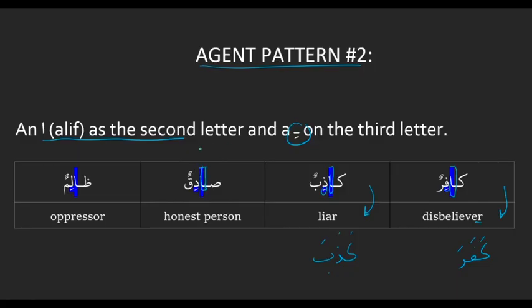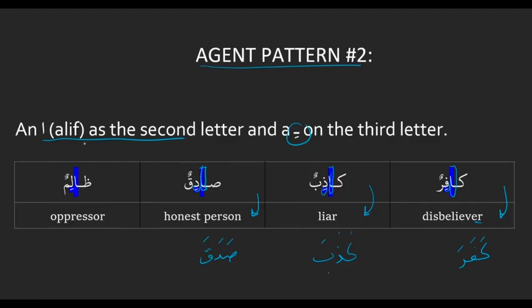Second letter is an alif. Third letter has a kasra on it. And then here we have honest person, or one who is honest. One who does the action of honesty, being honest. So it translates as an agent, and then it goes back to the action, sadaqa.